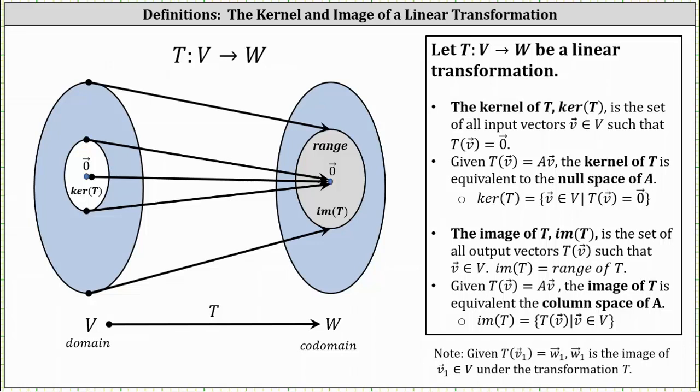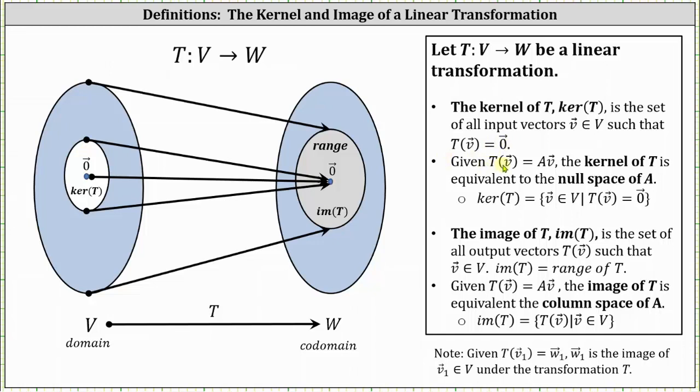Welcome to an introduction to the definitions of the kernel and image of a linear transformation. Let the transformation T from vector space V to vector space W be a linear transformation. Then the kernel of T, denoted ker T, is the set of all input vectors v in the vector space V such that T of vector v equals the zero vector.